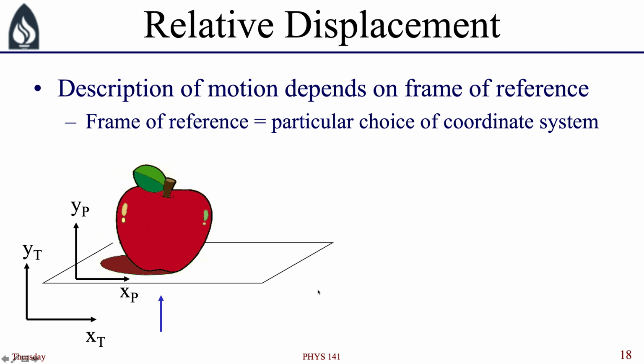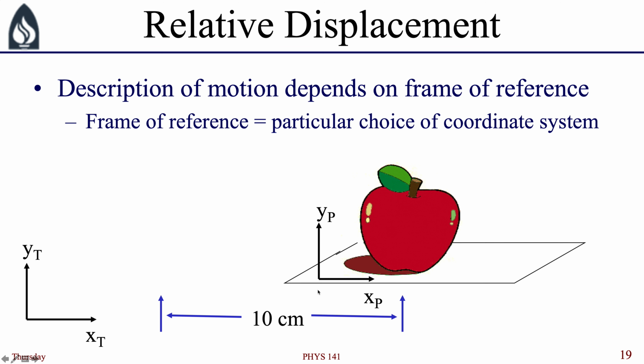Now let's suppose that the piece of paper is resting on a table, and we have a coordinate system that is affixed to the surface of the table. Now let's take the piece of paper and pull the apple forward by 10 centimeters. According to the frame of reference of the table, according to this coordinate system we have taped to the table, the apple has moved a distance of 10 centimeters. It's undergone a 10 centimeter displacement. However, according to the frame of reference or the coordinate system that's affixed to the paper, since it traveled along with the apple, the apple has not moved.